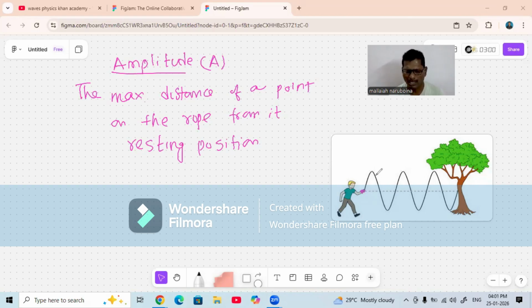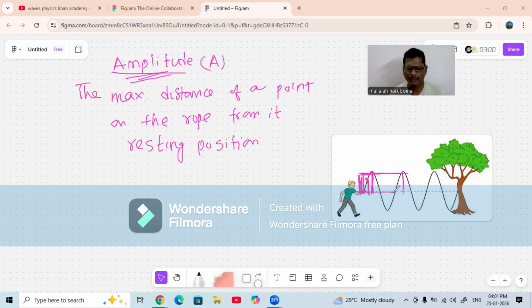Okay, I am considering a point here, a point on this rope. This distance is called displacement, or vertical displacement. If I consider this point, from this rest position, this is the height, the vertical displacement or distance. So this point on the rope has more distance. This distance is called amplitude. This is also amplitude from the resting position.